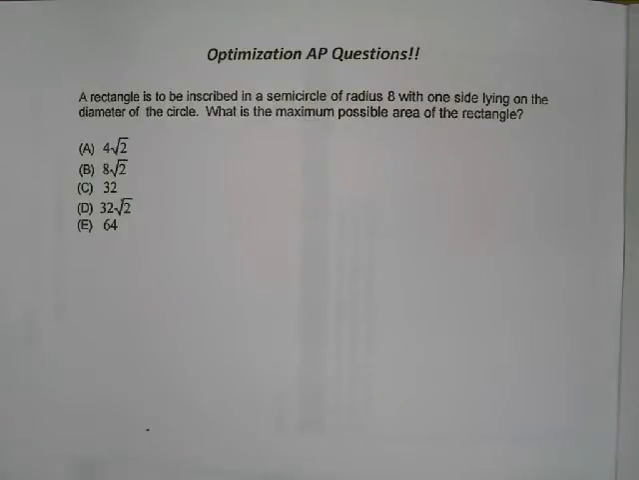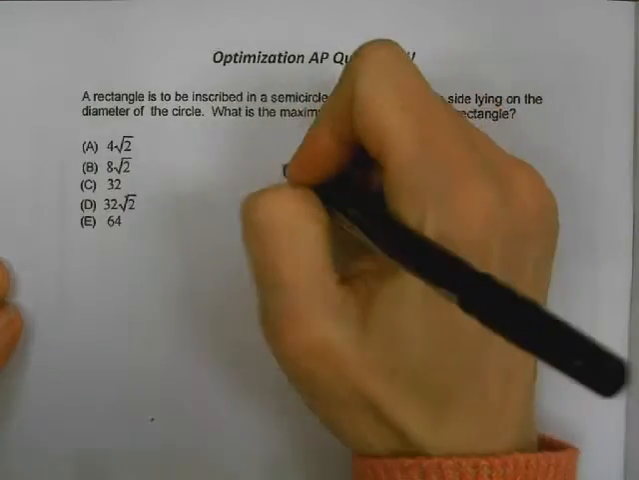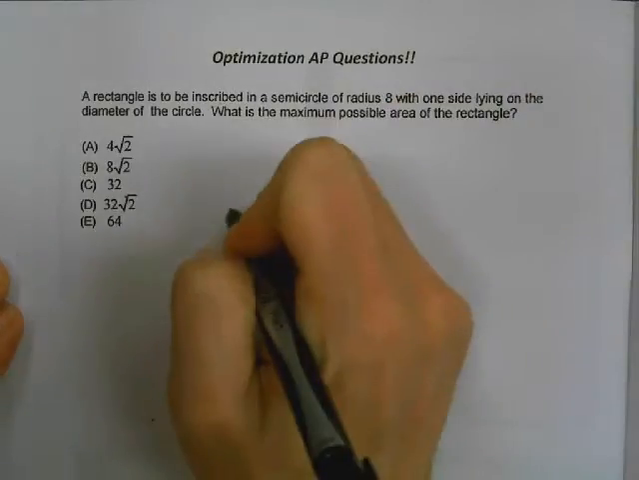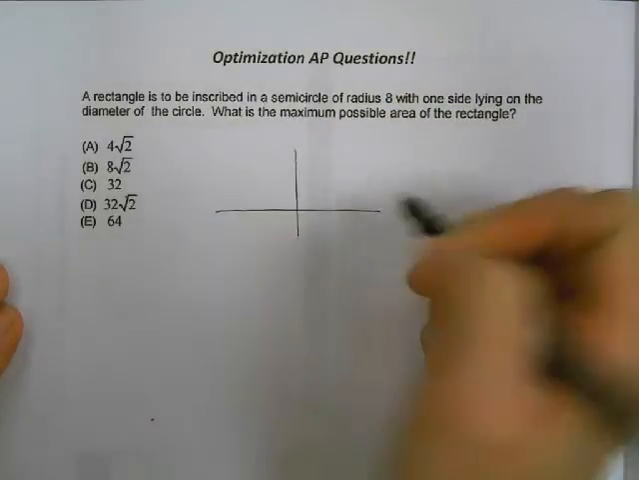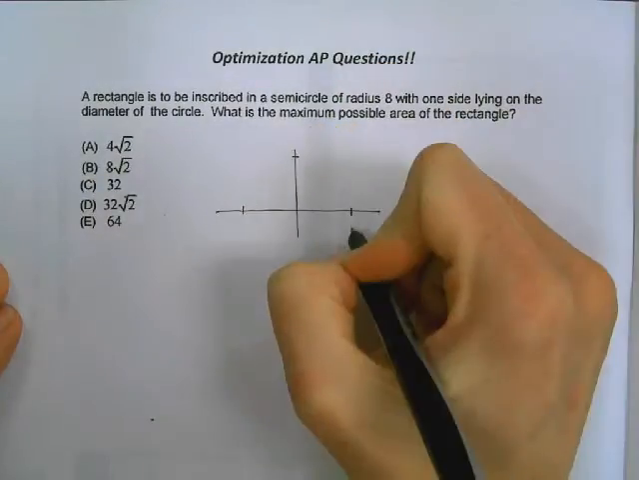So our first one, these are AP type questions. A rectangle is to be inscribed in a semicircle of radius 8 with one side lying on the diameter of the circle. So let's see what that looks like. I have a semicircle of radius 8. So I'm just going to make this 8 here.